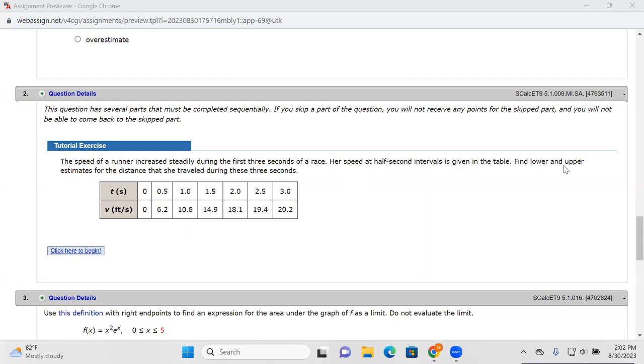We may not have talked about that specific topic in class, but it's worth mentioning here. Lower estimate means on every subinterval, so the subinterval between 0 and 0.5 and between 0.5 and 1, on every subinterval, pick the smaller of the two function values at the endpoints. So when you've got the 0 and the 0.5, pick the lowest function value you have access to if you want to do a lower estimate.